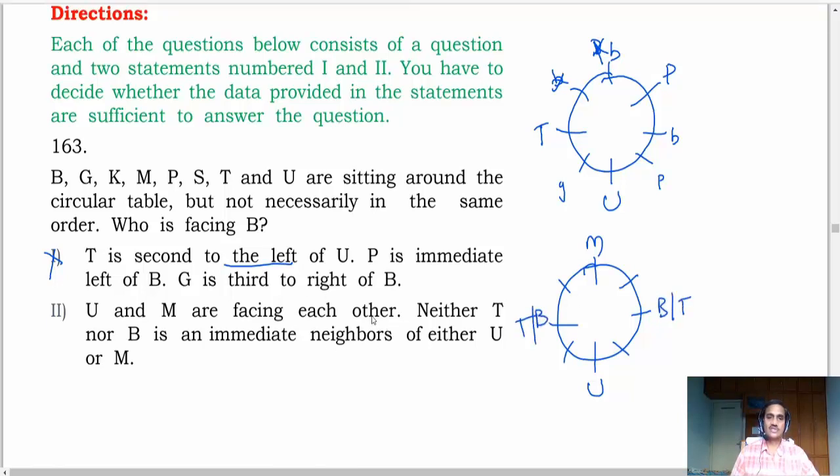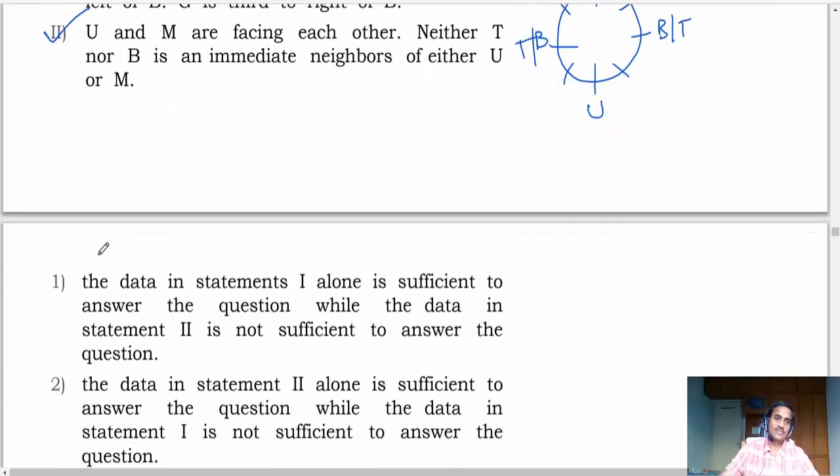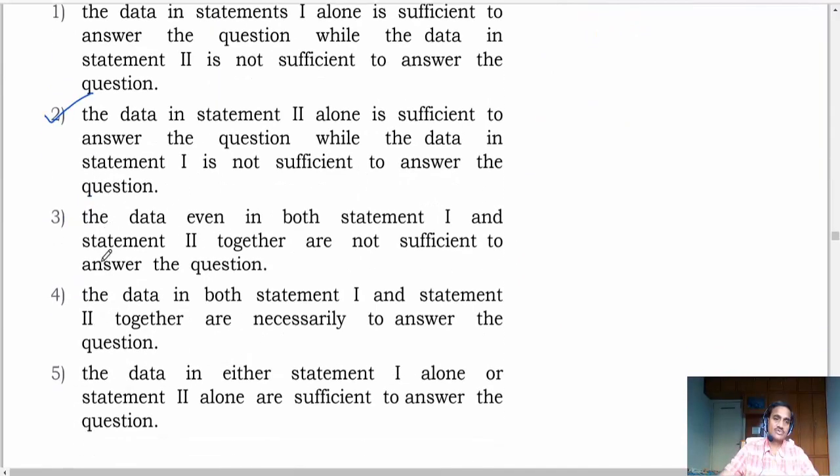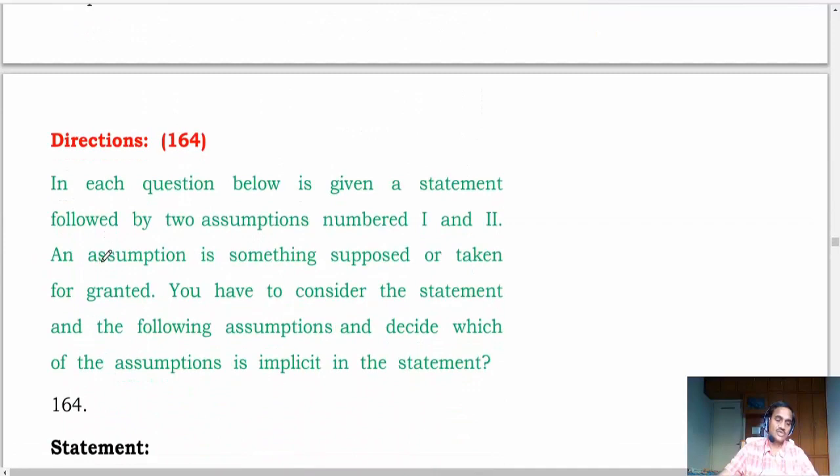U and M are facing each other and neither T nor B is an immediate neighbor of either U or M. Then who is facing B? T is facing B. Though the information about the remaining 4 persons is not known, what we need is who is opposite to B. Definitely T must be opposite to B. Hence only 2 alone is sufficient. Only 2 alone, that is choice 2 is the answer. Now this is about question number 163, choice 2.